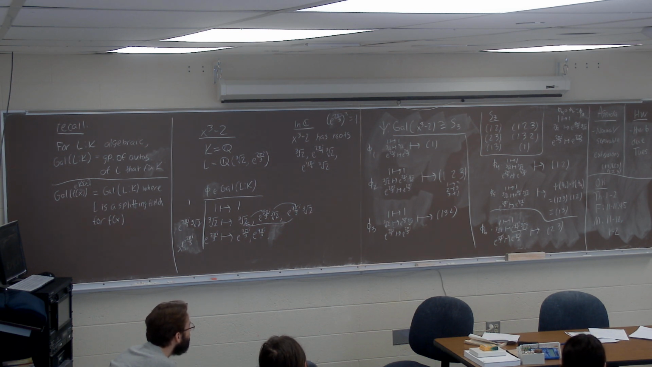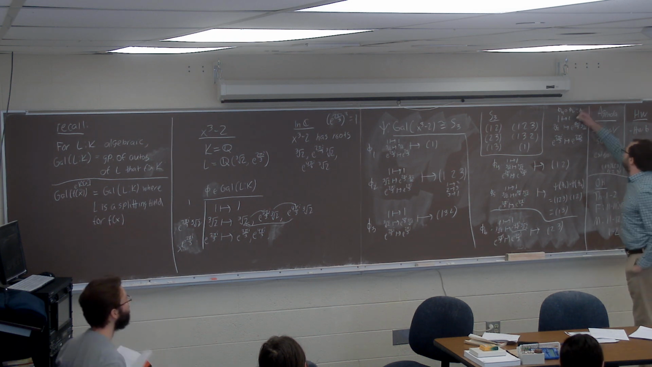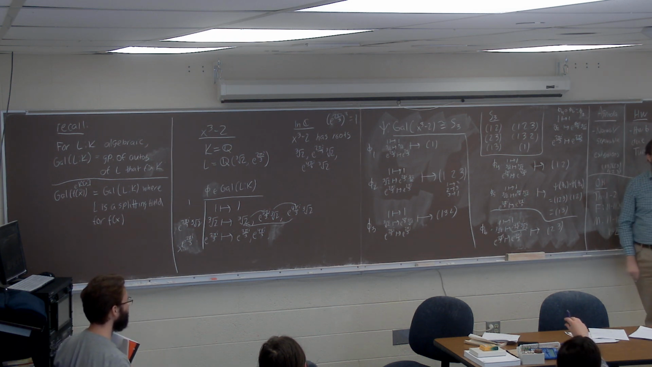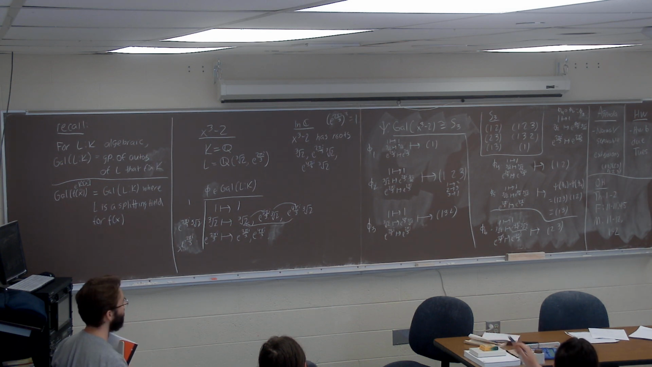Why doesn't e to the 2 pi i over 3 map to itself? It should map to the cube root of 2... Because in phi 6, e to the 2 pi i maps to e to the 4 pi i.